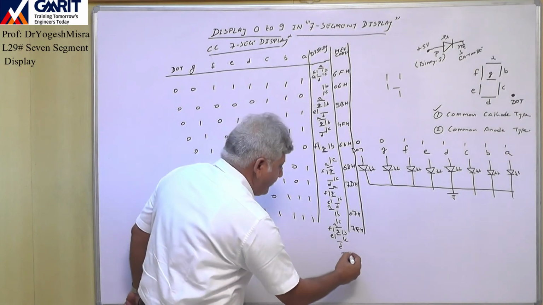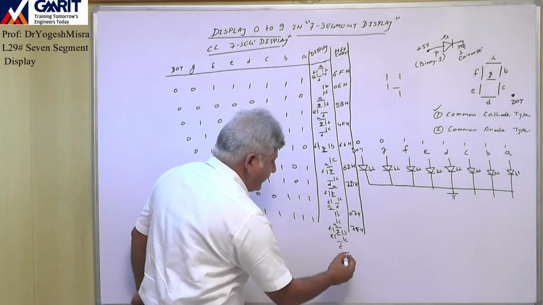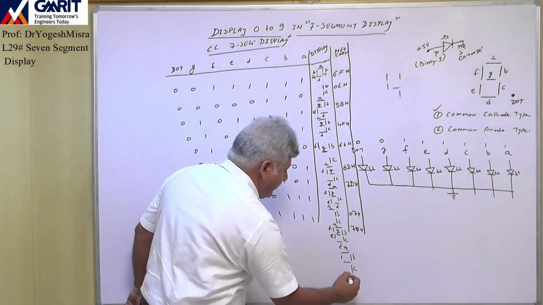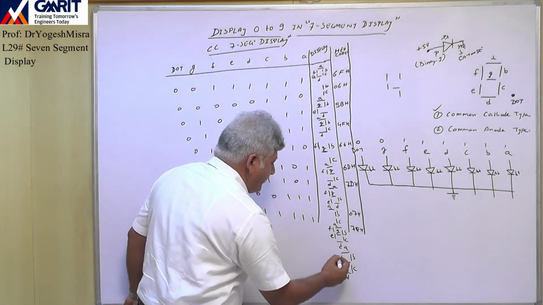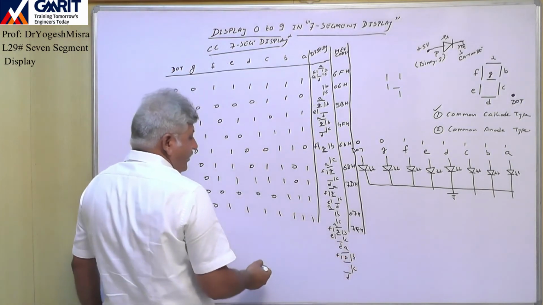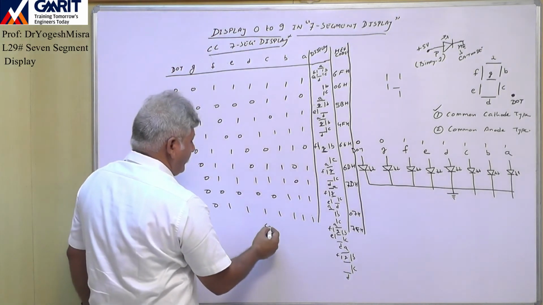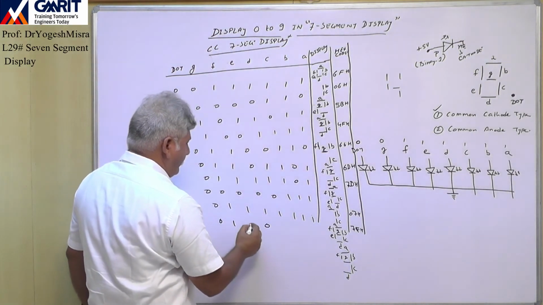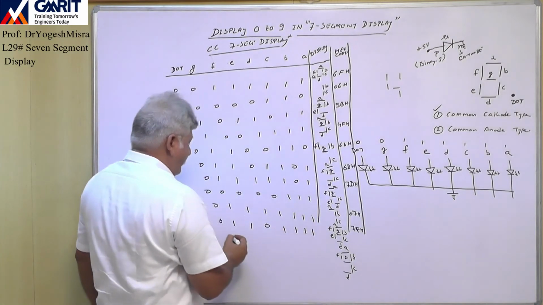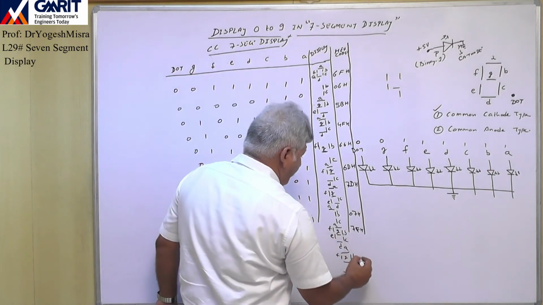And 9, we will display like this: A, B, C, D, E is off, F, G. Only the E segment is off, remaining are on. So this is 6, F. So for 9 it is 6F.